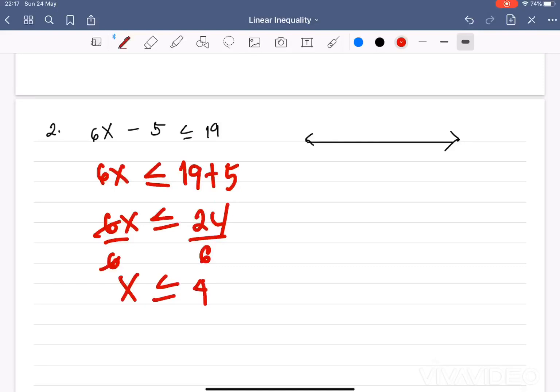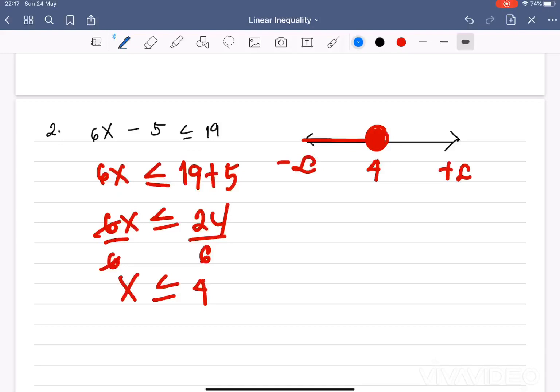To sketch that on the number line, suppose this is 4 here. 4 is included in the solution, so we will draw a closed circle. So x is less than or equal to 4, and we will shade going to the left, to negative infinity.